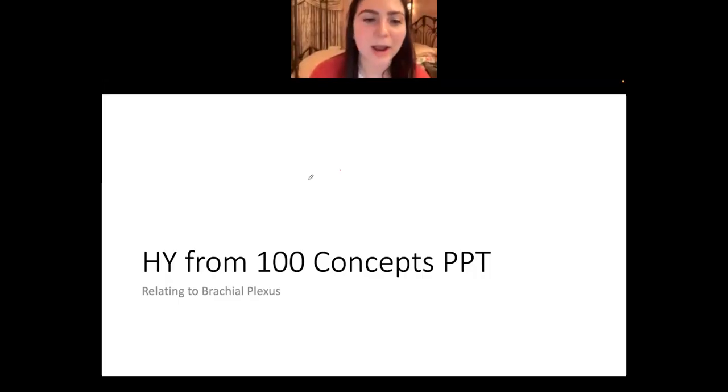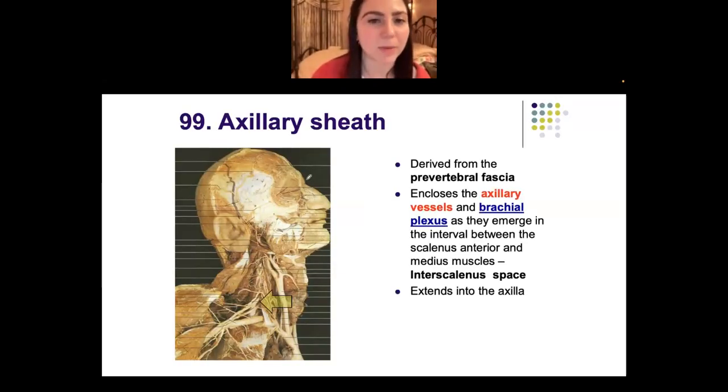But just to round out this session, instead of doing more questions, I wanted to highlight some main concepts from the 100 Concepts deck. Remember, whenever you see this slide in the PowerPoint, it's from the 100 Concepts Anatomy deck. These are technically in the POM section of the deck, but the reason is that it's a lot about the scalene muscles. In terms of gross anatomy, the brachial plexus is going to be up in the neck.